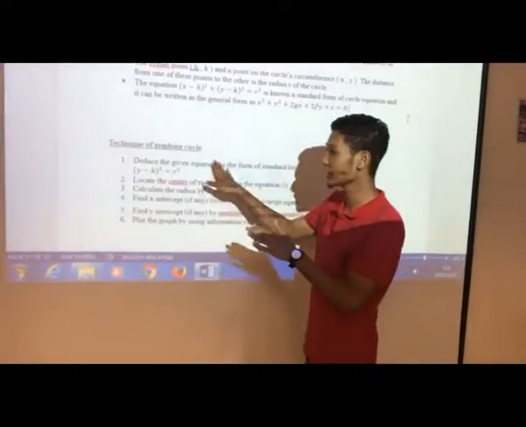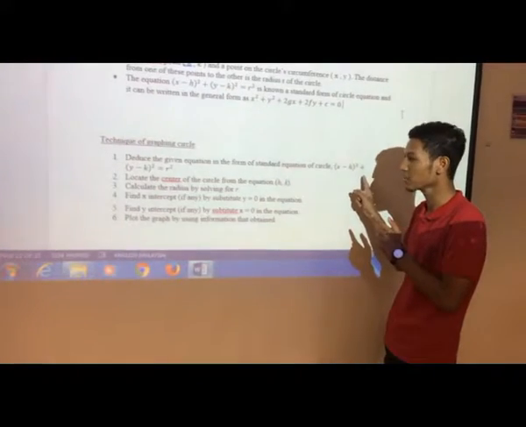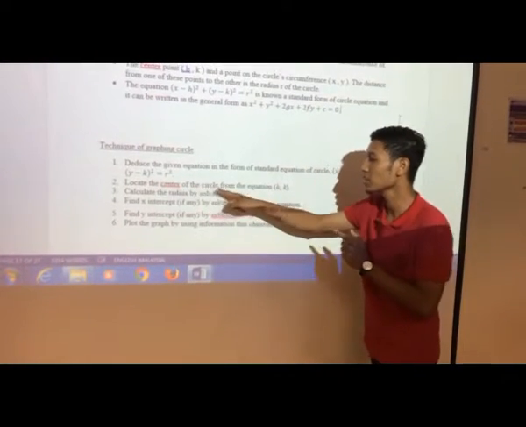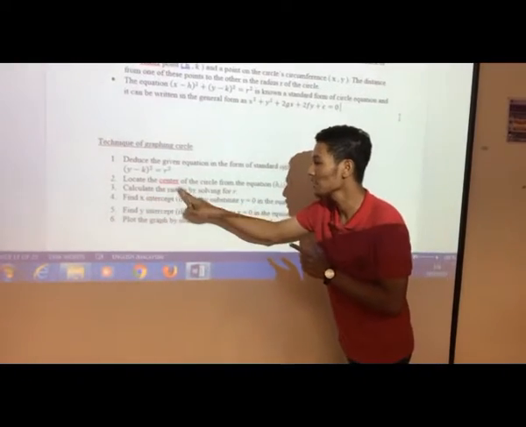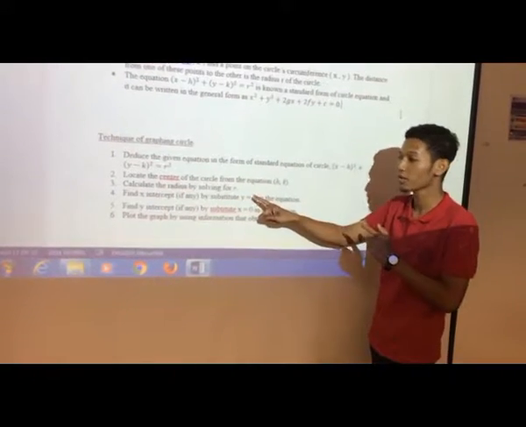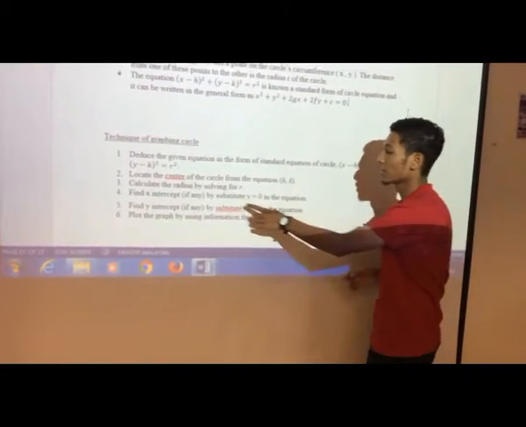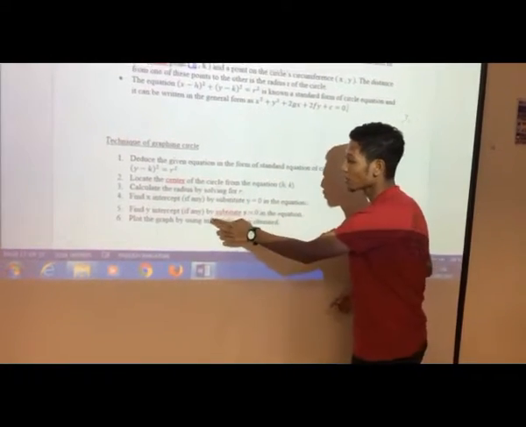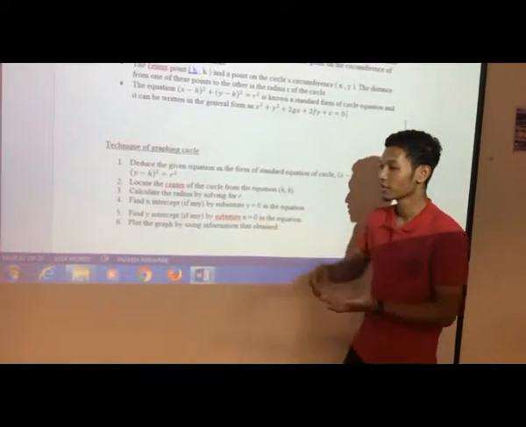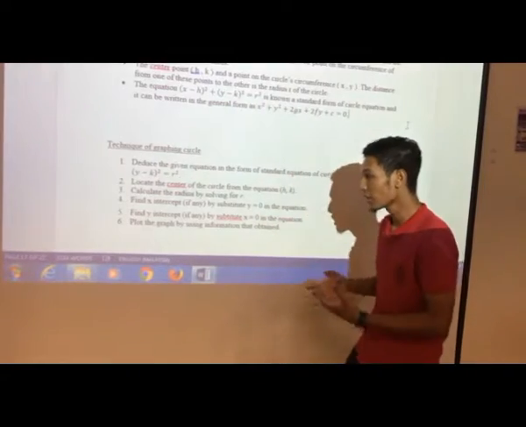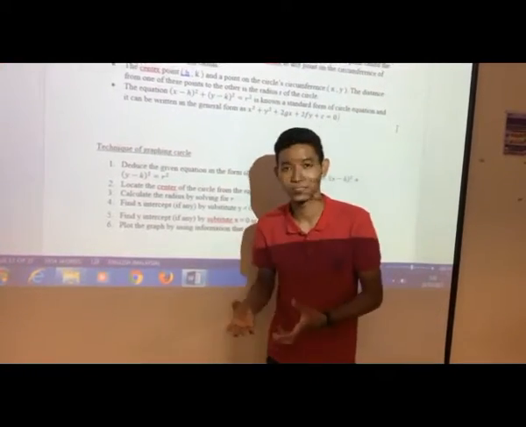Technique of graphing a circle. First, deduce the given equation into the standard equation. Next, locate the center of the circle from the equation, h and k. Third, calculate the radius by solving for r. Fourth, find the x-intercept, if any, by substituting y equal to 0, and the y-intercept, if any, by substituting x equal to 0. The last one is to plot the graph using the information from the equation.